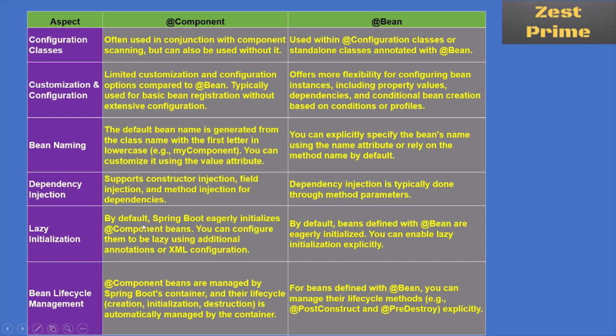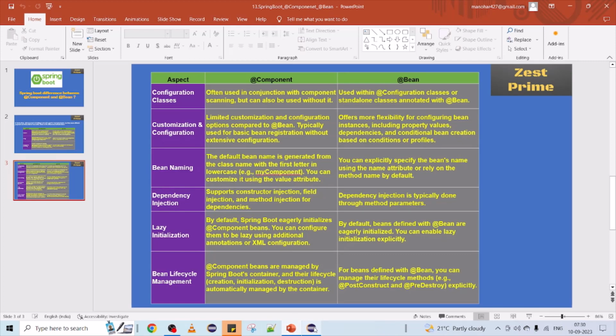Now come back to lazy initialization. @Component in Spring Boot by default will be eagerly initialized. You can use the @Lazy annotation or XML configuration, and if you don't want eager initialization, you can explicitly specify @Lazy, then your component will be initialized whenever it is required. Similarly, @Bean will also be initialized eagerly as your configuration class is initialized. If you don't want that, you have to explicitly enable @Lazy. That we have also seen in the previous examples. Let me show you.